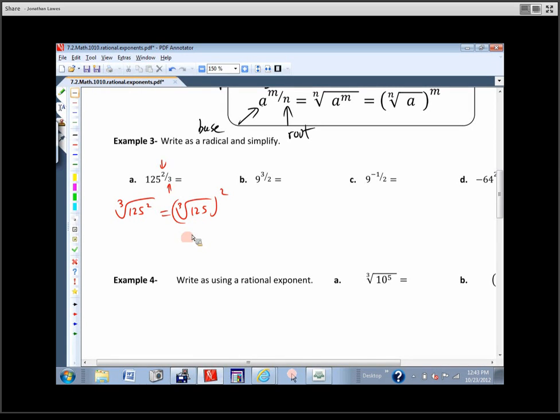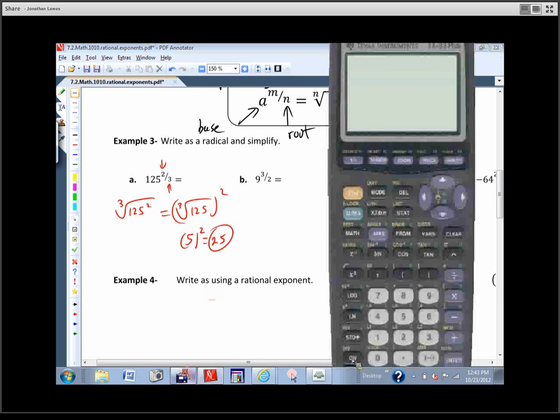5. Square that. 25. Now, if we type this into the calculator, it should give us the same answer. So let's do 125. Make sure we type it in correctly. We're going to need the parentheses, and then we're going to do 2 divided by 3, and there's our 25. Okay? So on this one, it's much easier to leave that number small, leave the radicand small, find the cube root, and then apply the exponent, then square it.